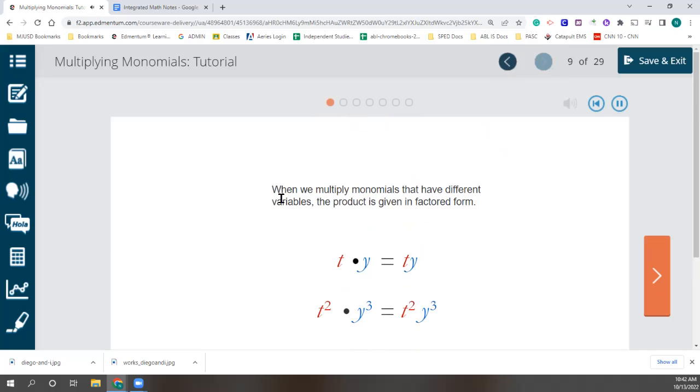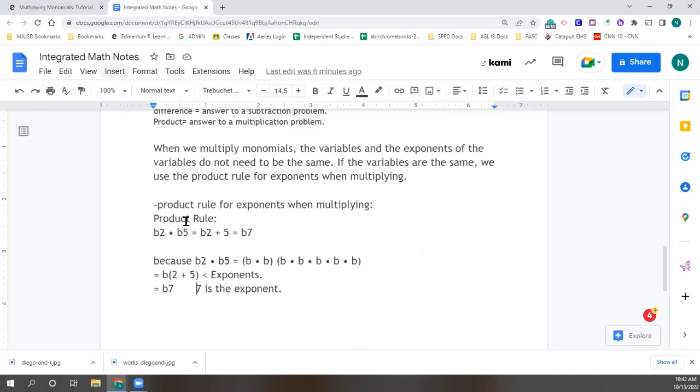When we multiply monomials that have different variables, the product is given in factored form. Oh boy. I don't know that term. I'm copying and pasting that term into my notes. What the heck is factored form?